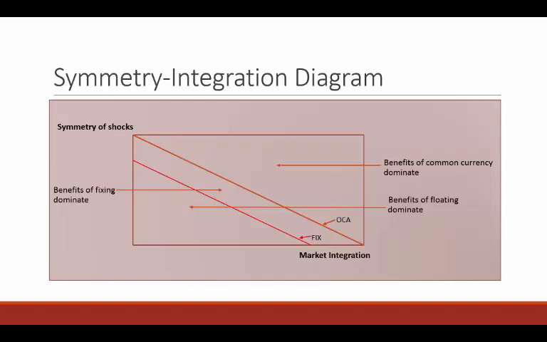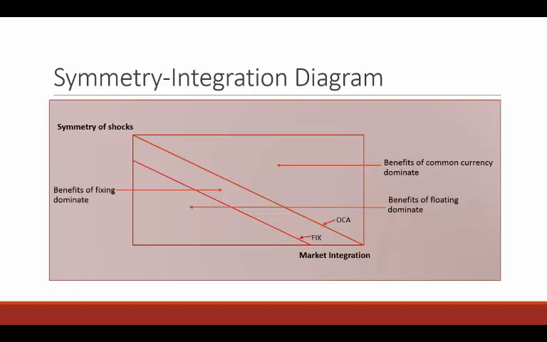Depicted on this slide is the symmetry-integration diagram that shows where, given the degree of symmetry in shocks and market integration, a particular country should choose an exchange rate regime that will be optimal in balancing associated costs against benefits. As seen, if the symmetry of the shocks is low and markets are not that much integrated, which happens below the red fixed line, it is optimal for a country in that area vis-a-vis the other country or countries to float its currency.